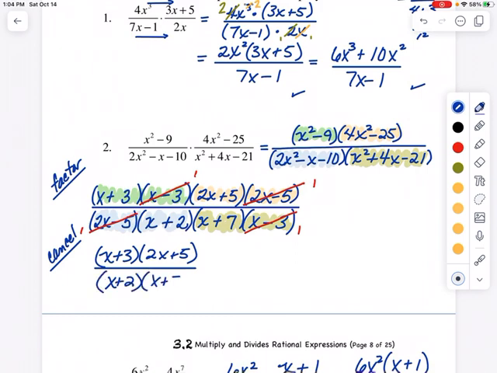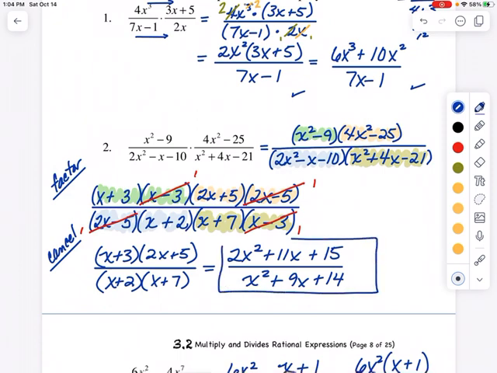times x plus 7. So then we could distribute this and we would get 2x squared, plus 5x plus 6x, plus 11x then, plus 15. I'm doing this pretty quickly, so I'm hoping that was right. So then in the denominator we get x squared plus 9x plus 14. Okay, and either one of these answers, depending on what you want, is correct then. So factor, cancel, and then simplify for your steps, FCS for this.